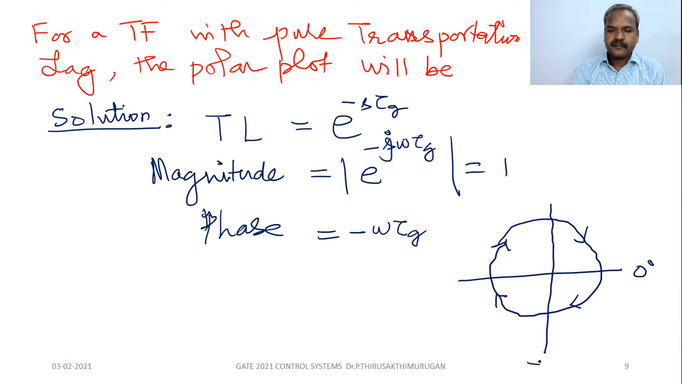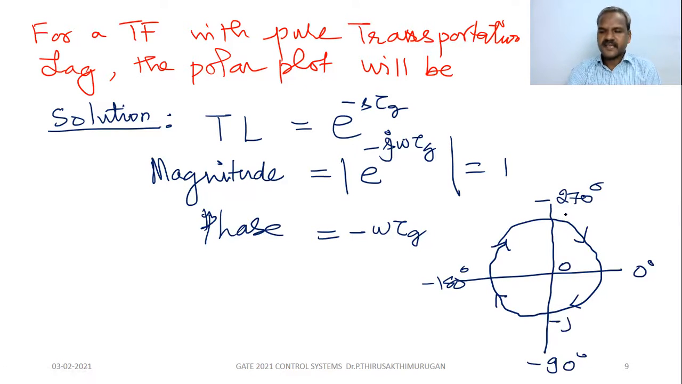0 degree, minus 90 degree, minus 180 degree, minus 270 degree, right? Magnitude 0. So this is minus j, this is plus j, on the real axis and imaginary axis. So this is at the point of minus 1. Exactly, it crosses minus 1, right? So this is the magnitude of minus 1. This side is 1. This is j, that is also j. Understand?